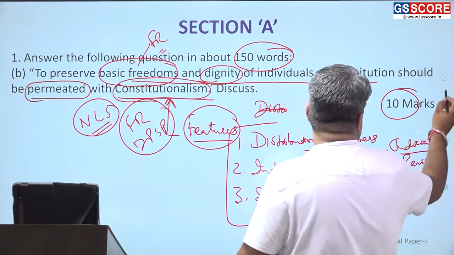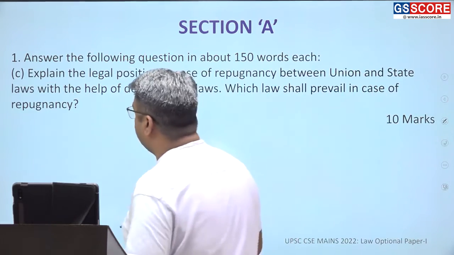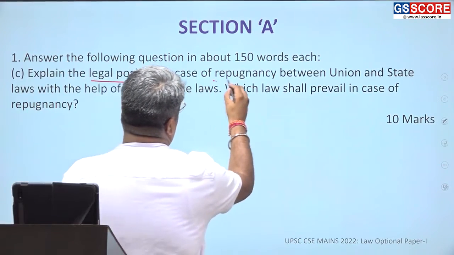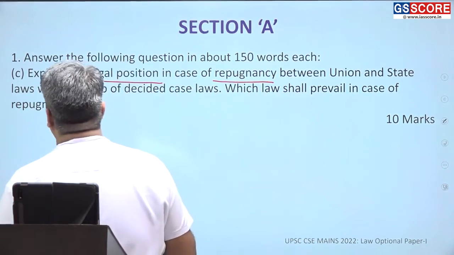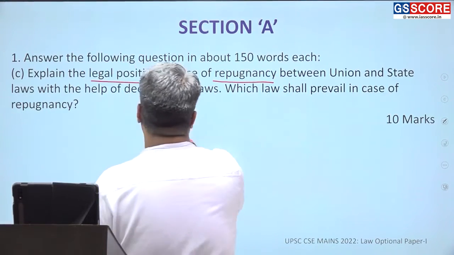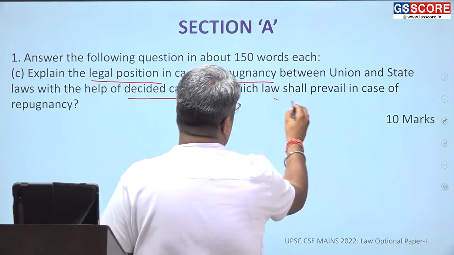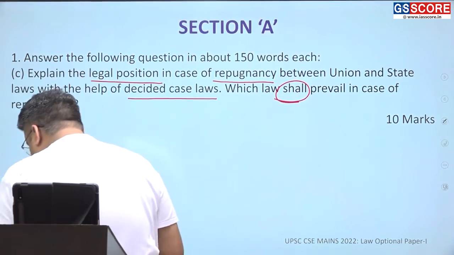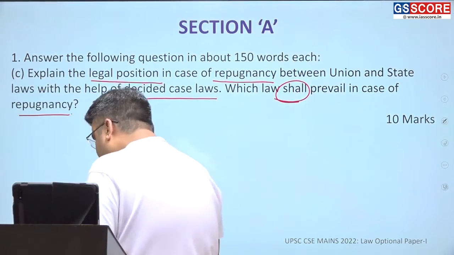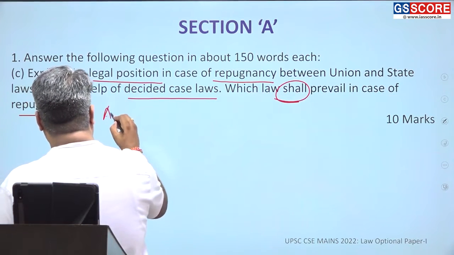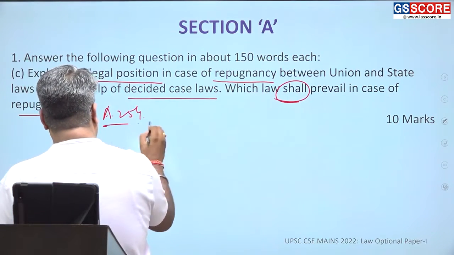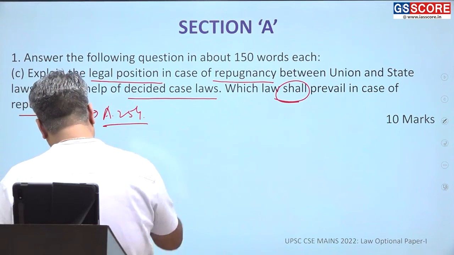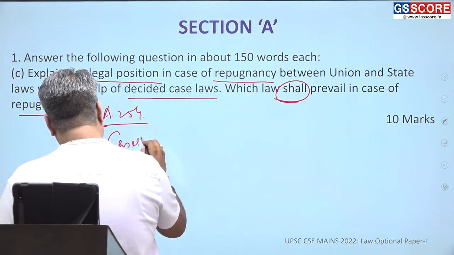Okay. Now moving forward, question number 1, part C. Explain the legal position in case of the repugnancy between the union and the state laws with the help of the decided case laws. Which law shall prevail in case of repugnancy? So basically, first of all, we should understand what is repugnancy, and for that purpose, we can refer to Article 254. I'm just mentioning the contents which all of you should be aware of. What should you write over here? And then the cases you can mention.